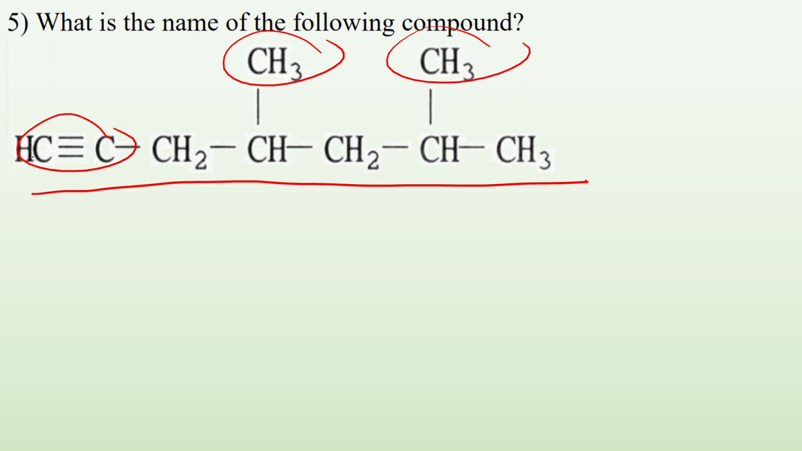So first, let's count the carbon chain. 1, 2, 3, 4, 5, 6, 7. How do I say 7 carbons? Hept. How do I say that there's a triple bond? Yne. So I have heptyne. Where is that triple bond? Well, it's either going to be after the 6th carbon or after the 1st carbon. So I have 1-heptyne.